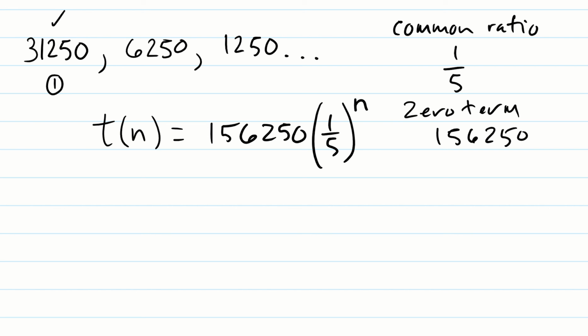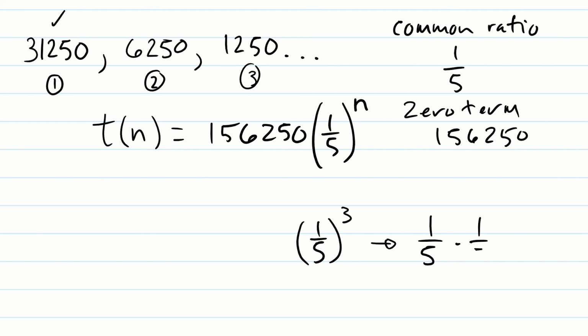And then if I increase n by 1 to get the second term and I put a 2 in there instead, it's going to take this number 156,250 and multiply by 1/5 twice. And when n is 3, this formula is going to multiply by 1/5 three times. I think the important thing to remind ourselves of is that exponentiation shows repeated multiplication. So if I have a 3 there, what is that equivalent to? It's equivalent to 1/5 times 1/5 times 1/5. So when n is 3, it literally takes the 0th term and multiplies by a fifth 1, 2, 3 times.